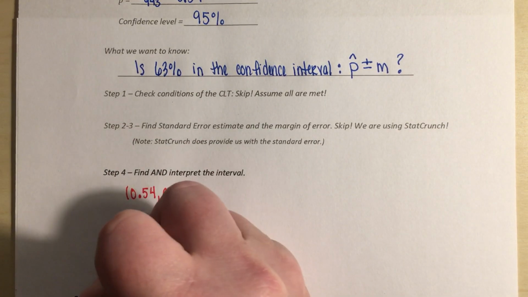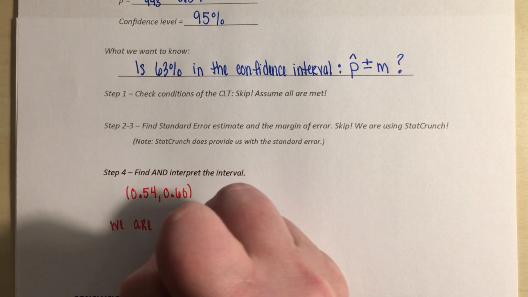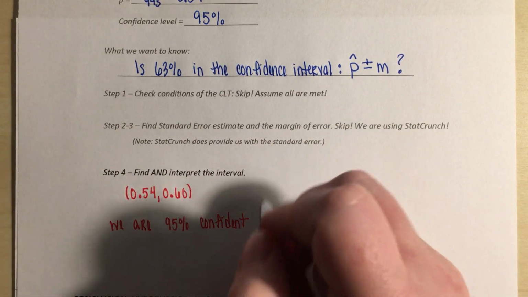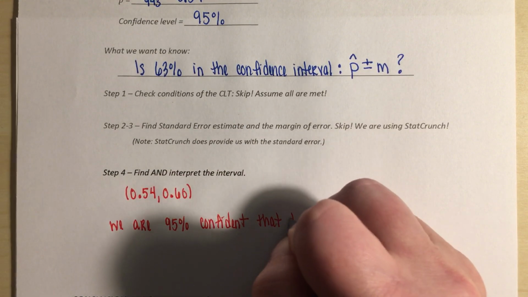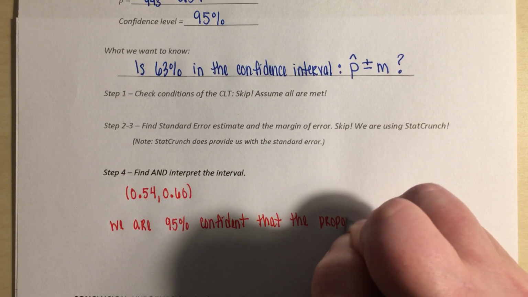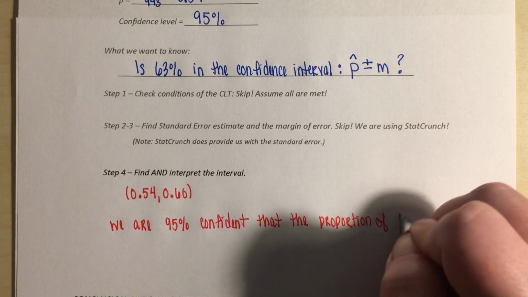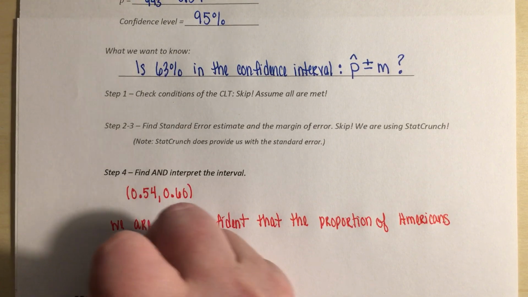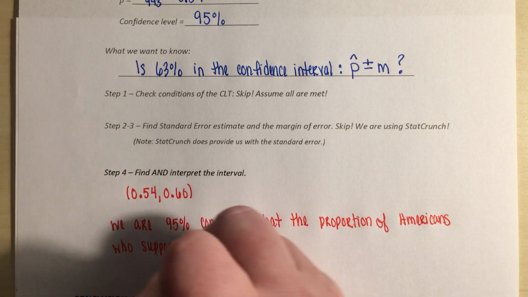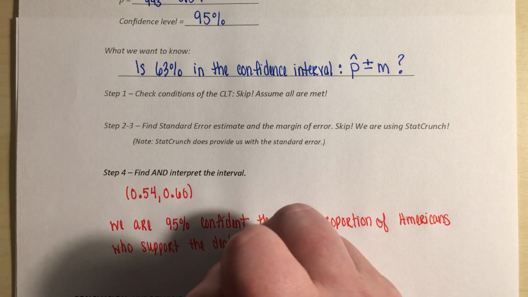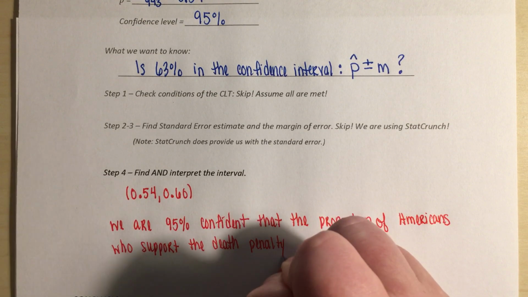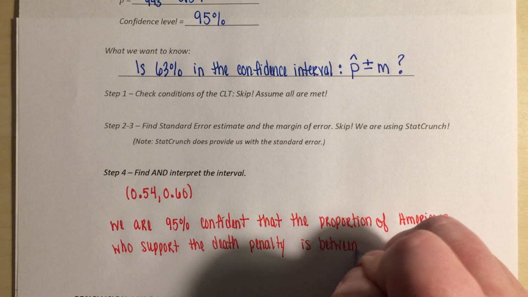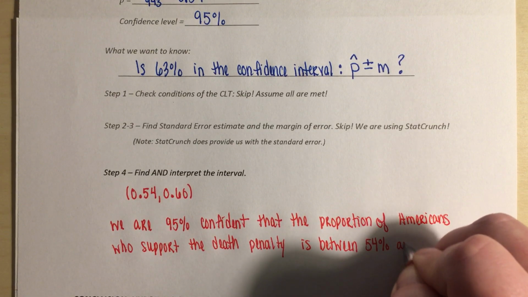So our interpretation for our confidence interval: we are 95% confident that the proportion of Americans who support the death penalty is between 54% and 60%.